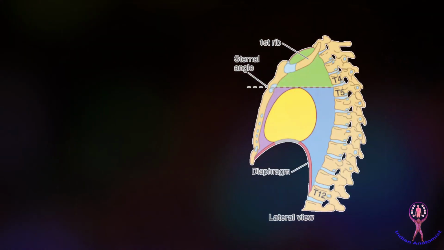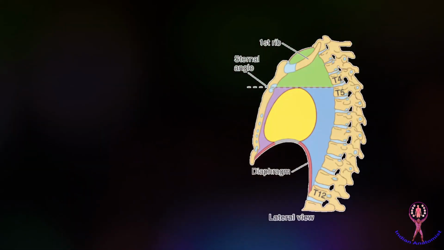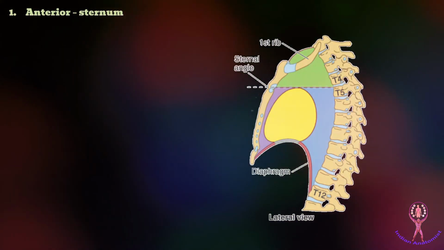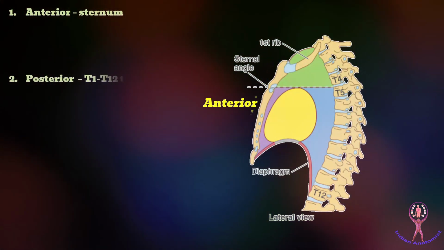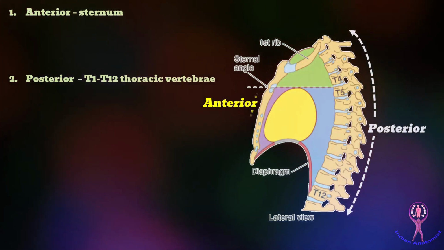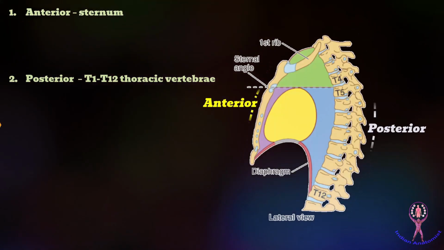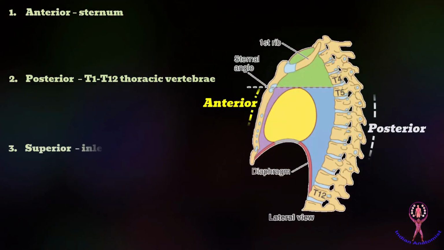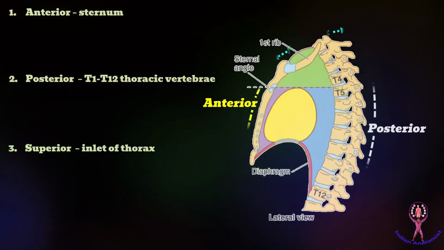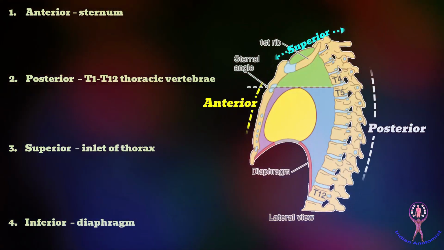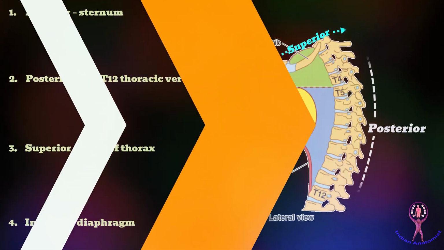Now coming to the boundaries of mediastinum. 1. Anteriorly, the mediastinum is related to sternum. 2. Posteriorly related to vertebral column from 1st thoracic vertebra to 12th thoracic vertebra. 3. Superiorly, it is related to thoracic inlet. And 4. Inferiorly, related to the diaphragm.